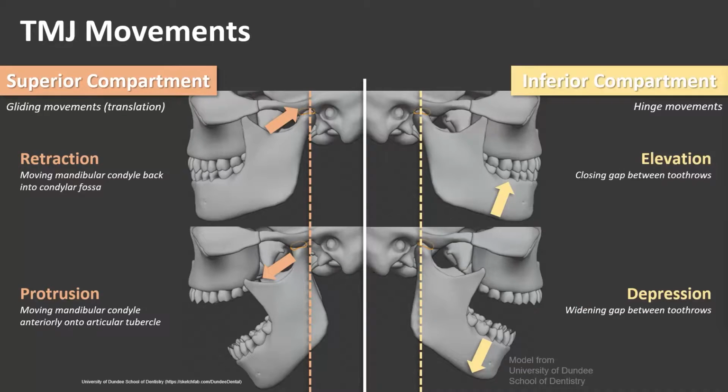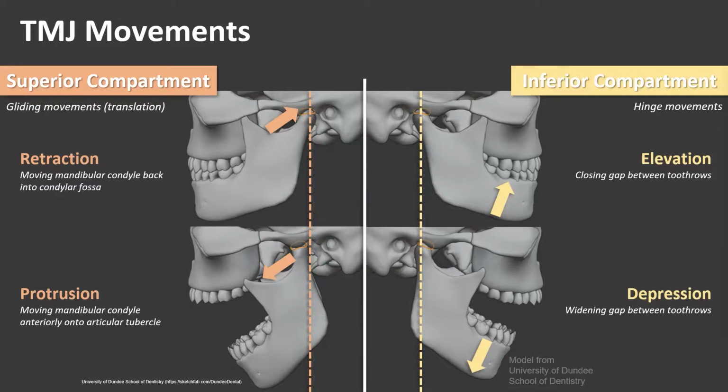Okay, I promised to explain a little bit more about the specific movements occurring in different portions of the joint, so here we go. Just to remind you, these compartments, superior is going to be in orange, inferior is going to be in yellow. These compartments exist within the TMJ's joint capsule, and they are separated by that articular disc that sits between the mandibular condyle and the mandibular fossa, the temporal bone.